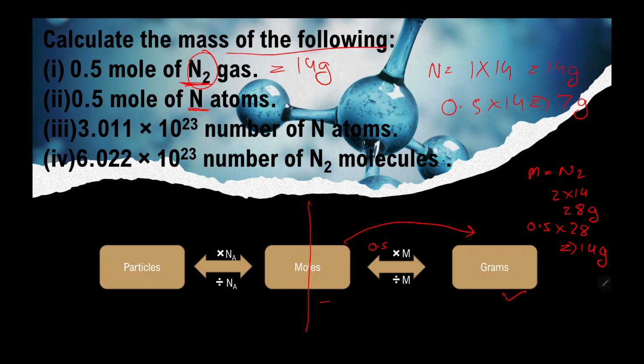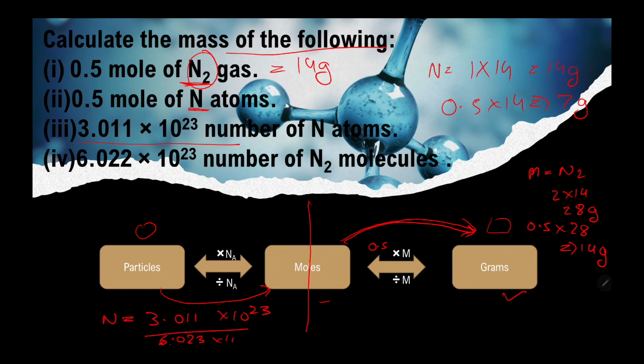Okay, the next question, they are giving you the number of particles. We know the number of particles and we have to calculate the mass. That means first we need to go from here to here, and then from here to here. So first calculate the number of moles. Say for example the given particle number is N, equal to 3.011 into 10 raised to the power 23, and we divide that by Avogadro's number, 6.023 into 10 raised to the power 23.